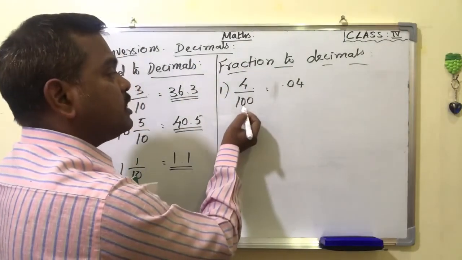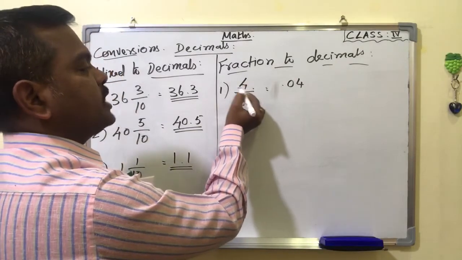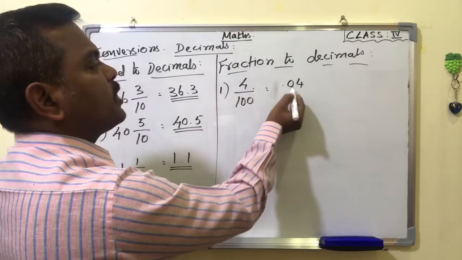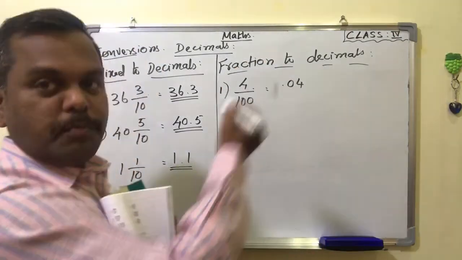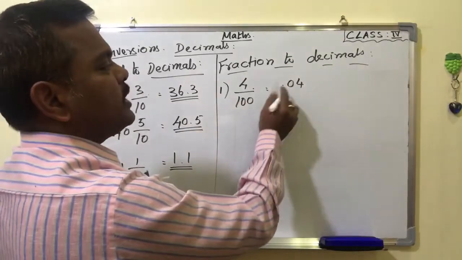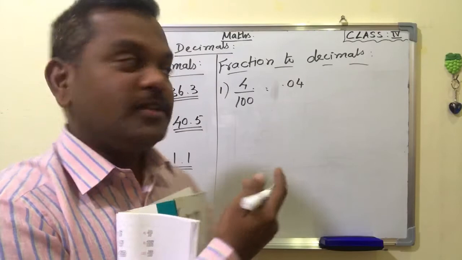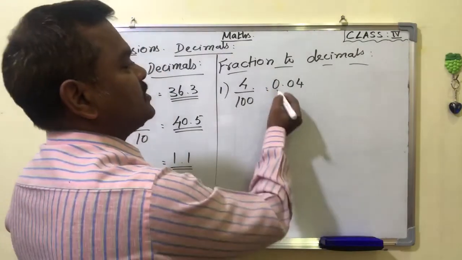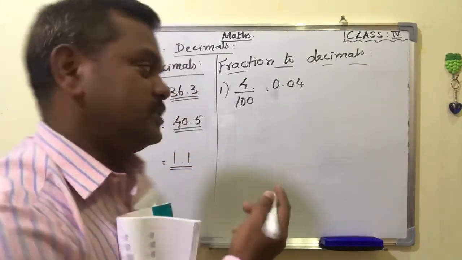How many zeros are there? 2 zeros are there. So you have to move this point 2 decimal places to the left side, but here there is only 1 place. You can add one 0, then put the point. So simply writing .04 is not looking nice. So just add one 0 in the whole number part: 0.04.